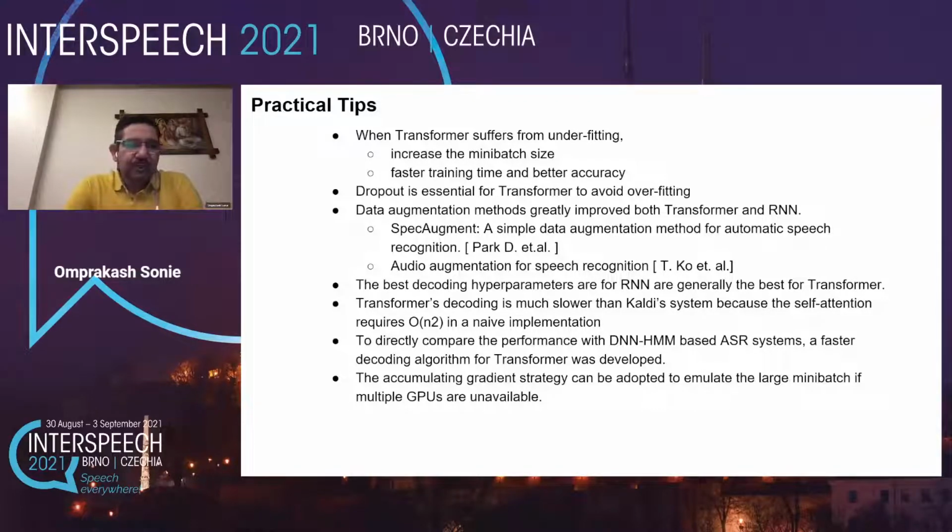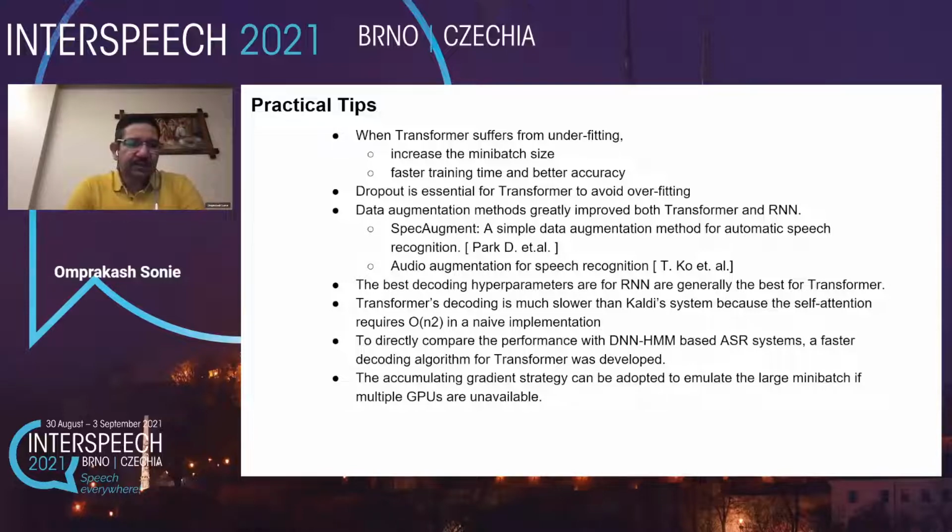So when a transformer suffers from underfitting, what is it that you do? You increase the mini batch size, which additionally results in faster training and better accuracy. And to avoid overfitting, it is necessary that we have dropouts. Some of the data augmentation techniques have been very effective, because if you take only the signal, using data augmentation you perturb the signal, and also you get more data, and that's how it helps in generalizing better.